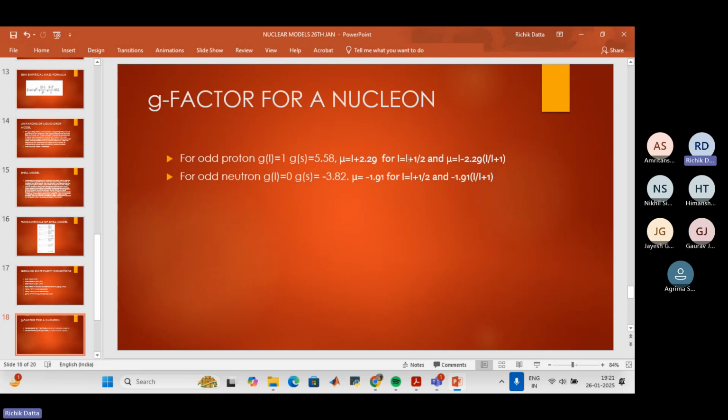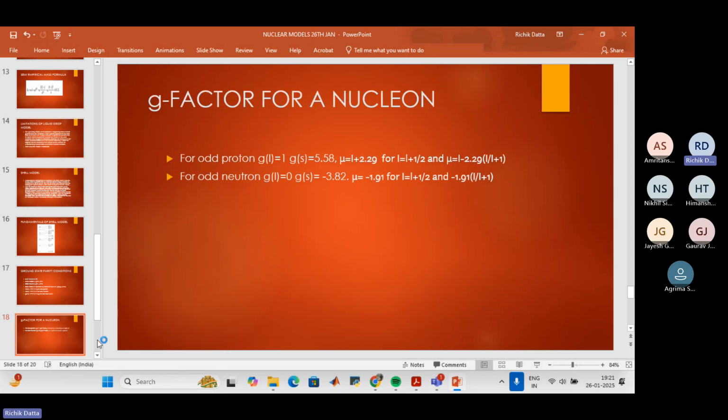For L equal to I plus half, mu equal to I plus 2.29, and mu equal to I minus 2.29 into I by I plus 1 for L equal to I minus half. And for odd neutron, GL will be 0 and GS will be minus 3.82 and mu will be minus 1.91 for L equal to I plus half and minus 1.91 I by I plus 1. So this is the G factor of a nucleon.